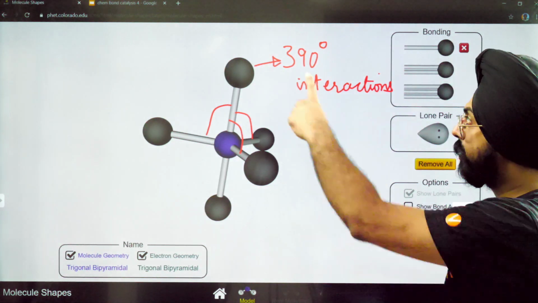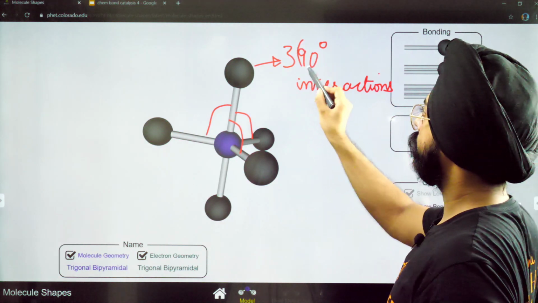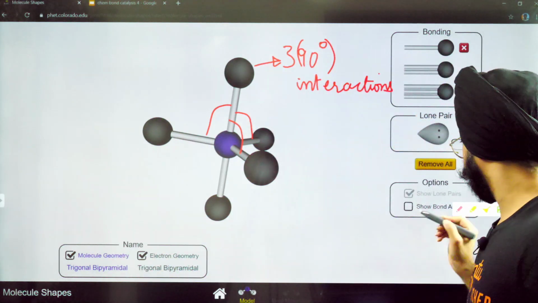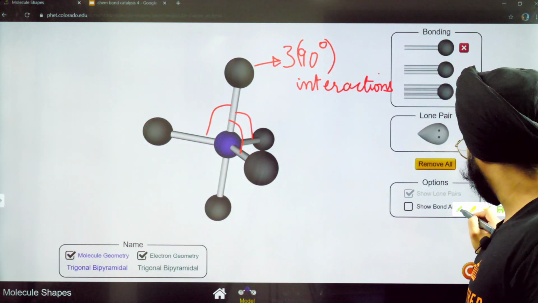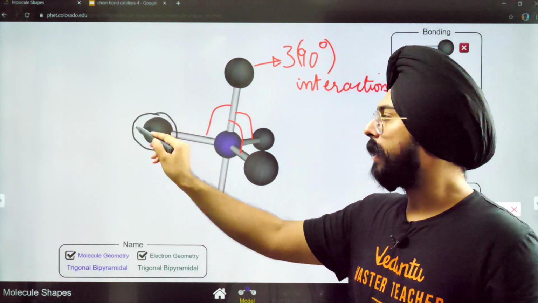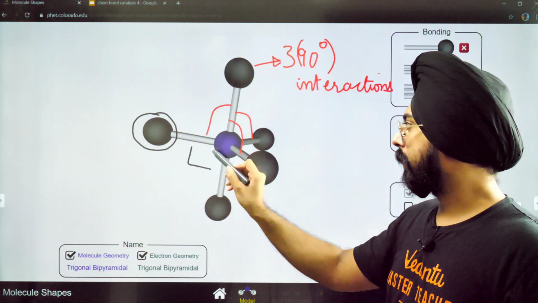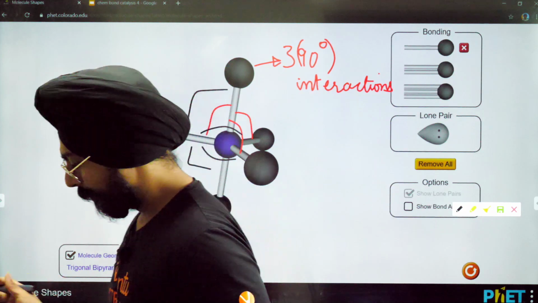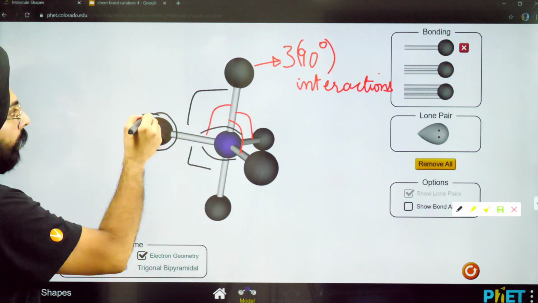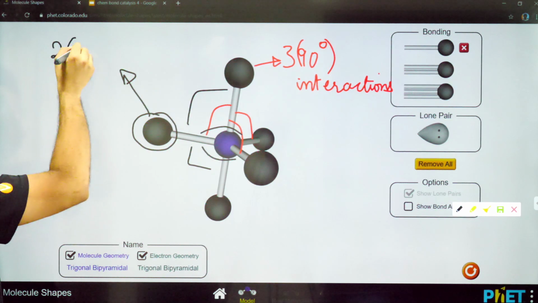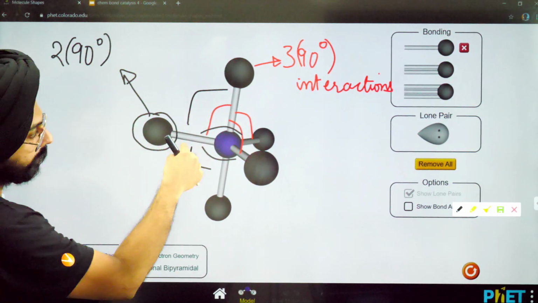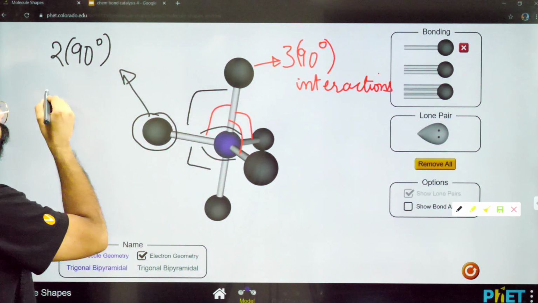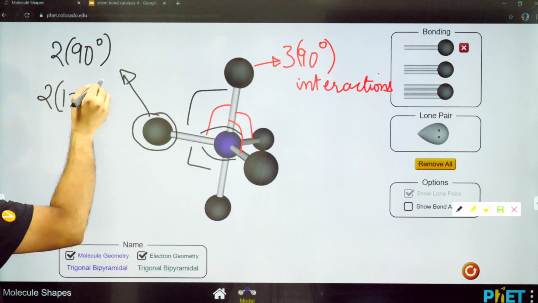Okay? An axial atom has three 90 degree interactions. On the other hand, an equatorial bond, if I talk about the one on the left side, this one over here, how much does it have? This has one 90 degree, one 90 degree, and two 120 degree interactions. So I'll write over here that the atom on the equator has two 90 degree interactions, these ones that I've drawn, one below and one above, and these two curved ones are two 120 degree interactions.